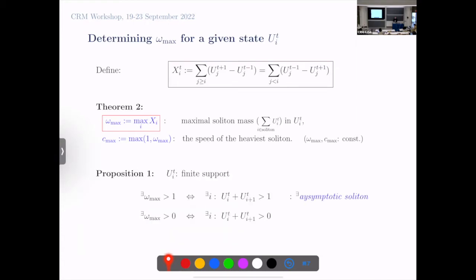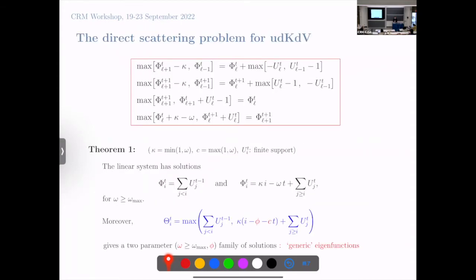And then there's a neat proposition on how to discern on any given state whether there are solitons that are going to be asymptotically separate from the background, and that is a local criterion. In the conclusions I'll come back to this, but that's not important now. So this was theorem 1. So now we know what omega max is. You calculate this x function, you see where its maximal value is, and then you know that if you're above that maximal value, then this thing will be a two-parameter family of generic free eigenfunctions for the direct scattering problem.